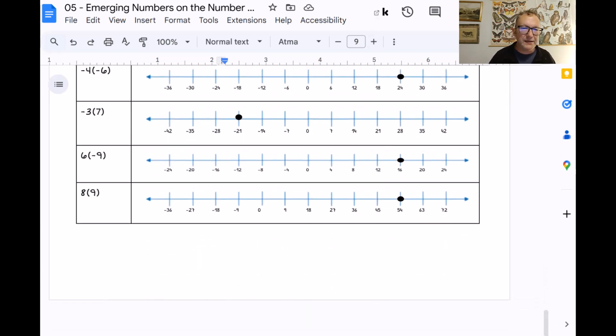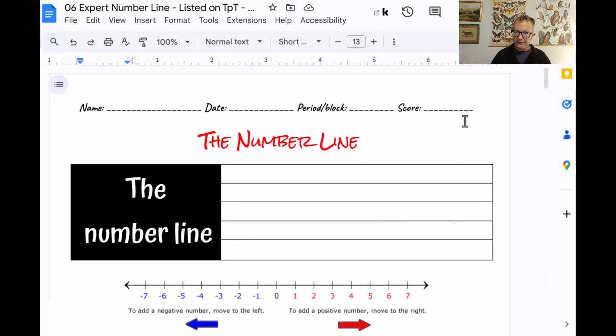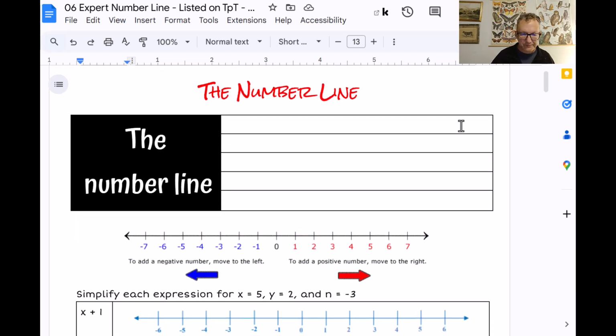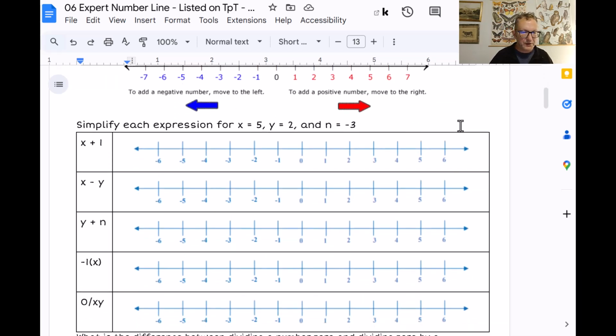And then finally, we got our expert level. This is going to be a little bit more challenging. And this is where students should be in the 8th and 9th grade. But once again, we know they're not all there, but we want to get them there. And we do that through differentiation and support. So here, these students, they're going to substitute values in for variables.